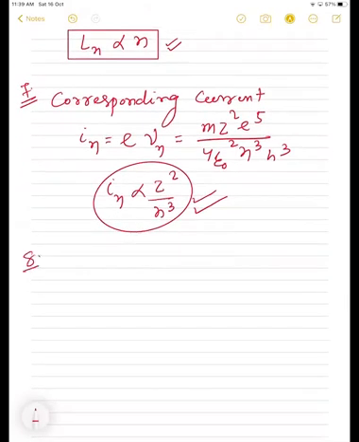Magnetic moment. What is the formula for magnetic moment? Anyone can say? Roshri, what is magnetic moment?